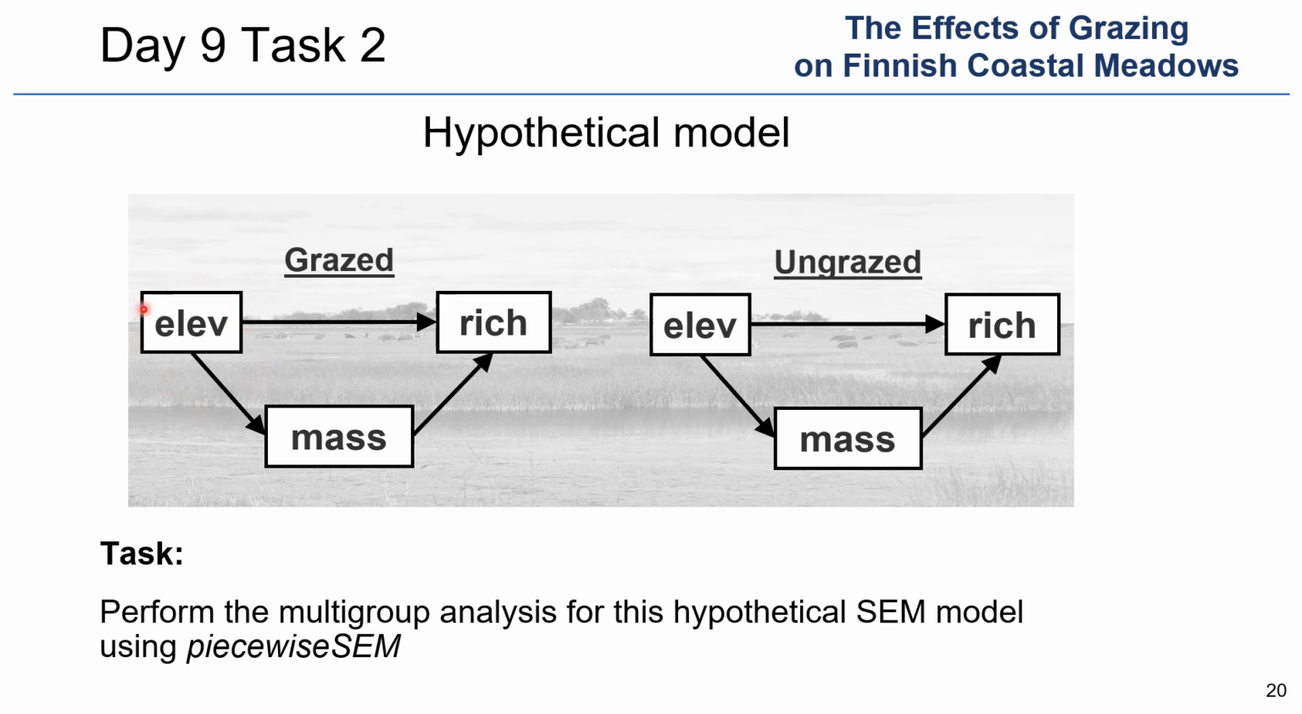And here is a hypothetical model which you need to test. So we have the effect of elevation on biomass, and then biomass on richness of plant species, and also the direct effect of elevation on richness. And now we want to test the model-wide interactions of elevation and grazing, and biomass and grazing, on richness. So we want to know whether the effects of elevation on richness and biomass on richness differ between grazed versus ungrazed plots. So your task is to perform the multi-group analysis for this hypothetical SEM model using the piecewise SEM package. Good luck with this and see you in the next lecture.